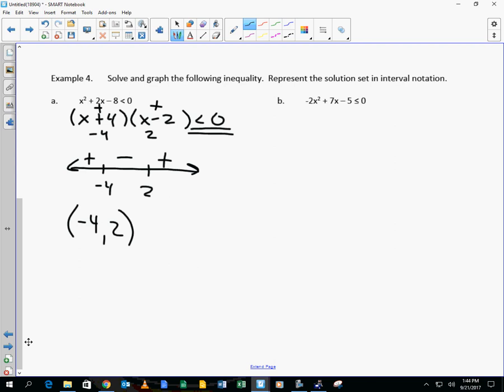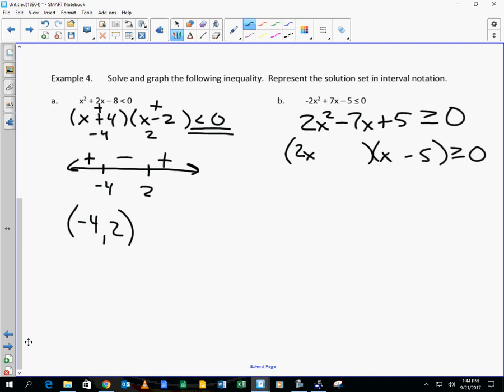So what should we do, Gracie? Negative 1, 2x squared, minus 7x, plus 5 is... Does it factor? To what? Negative 5. No. Does that work? Yeah. What are my solutions?